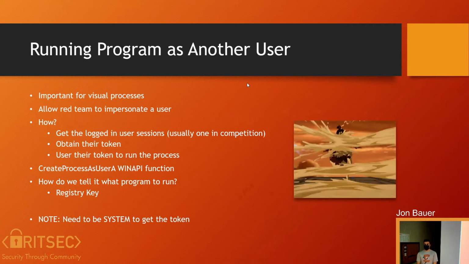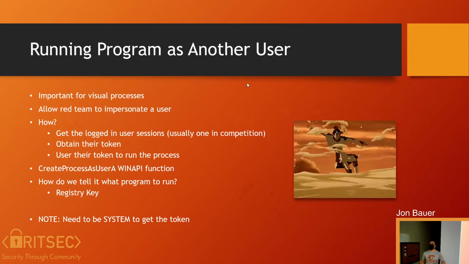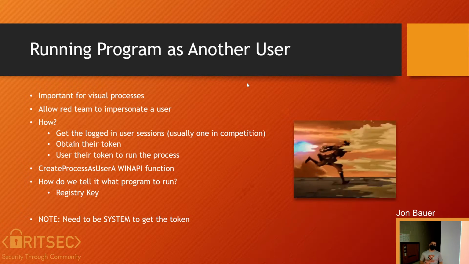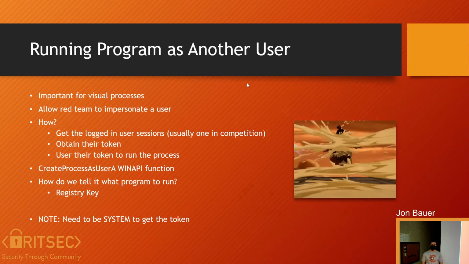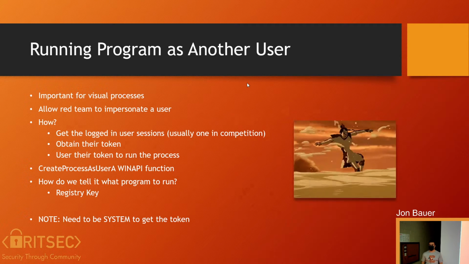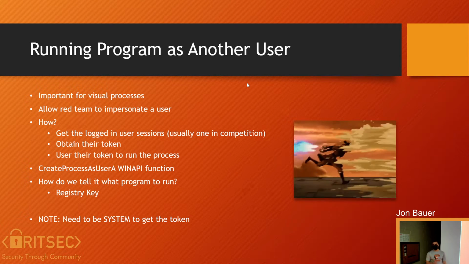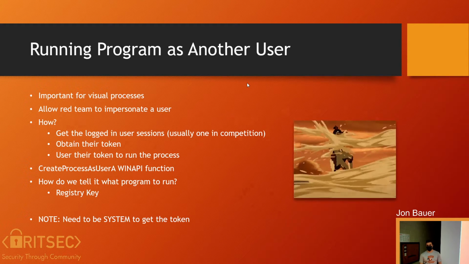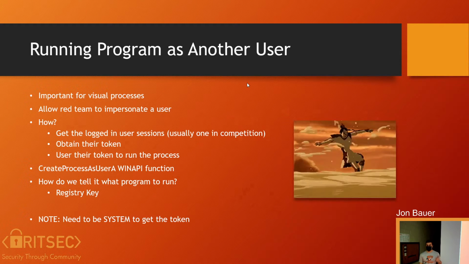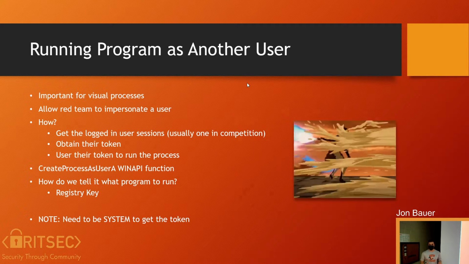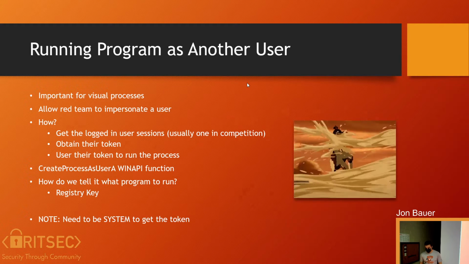So what do I do first? Well, I want to know, first of all, whose token am I even impersonating? So I have to get all the logged on user sessions. For example, in competition, it's usually one, unless there's a bunch of people RDP'd into a domain controller. But so it's usually one. I'm making an assumption with that for competitions. In future revisions, it will just run as all of them. In my opinion, I don't know if I want to implement more checking, but for now it's one.